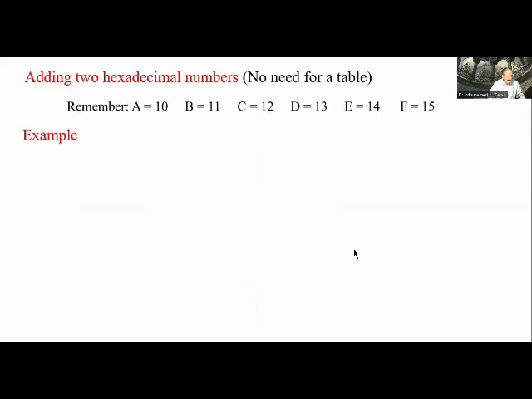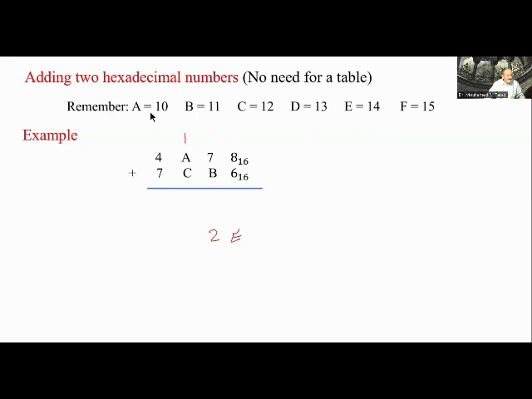Now, adding two hexadecimal numbers, no need for a table. Remember, A is 10, B is 11, C is 12, D is 13, and 14 and 15 are E and F. Okay, we're going to add these two numbers. Let me show you how you don't need any table. You are in base 16, remember that. So 8 plus 6 is 14, and 14 is E. Here's E. 7 plus B, what is B? B is 11. 11 and 7 is 18. 18 is 2 plus 16. 2, carry 1.